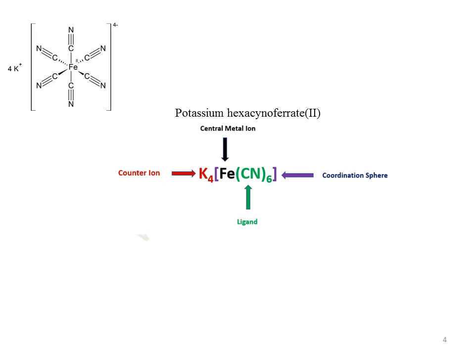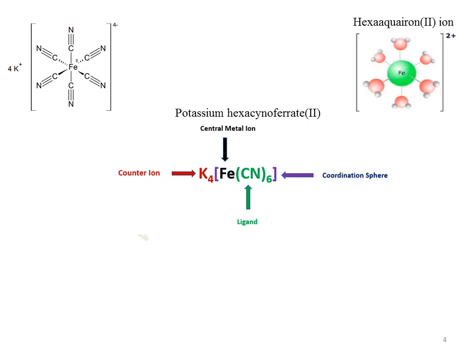This is the structure of potassium hexacyanoferrate 2. This is another example of an iron +2 compound in which iron is surrounded by 6 water molecules. Hexaaqua iron 2 ion.